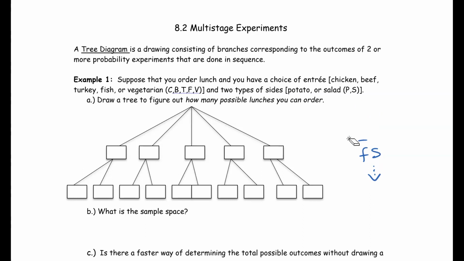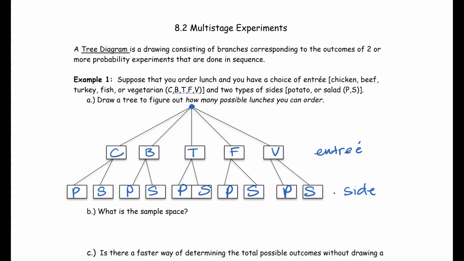So with the tree, we start at the base or the beginning of the tree, which is right here, and we ask ourselves, what are the possibilities in terms of entree? So the entree, I'm just going to list those. That's going to be my first row. So I'm going to write chicken, beef, turkey, fish, and vegetarian as my entree. And then with each one of those, I can do a potato or a salad. This side is going to be this row.